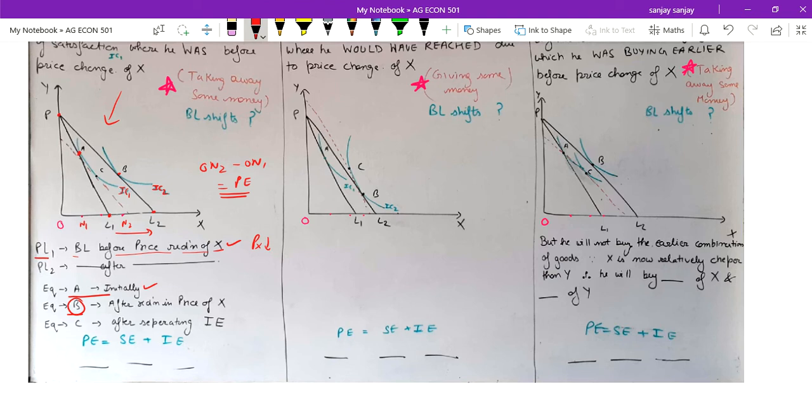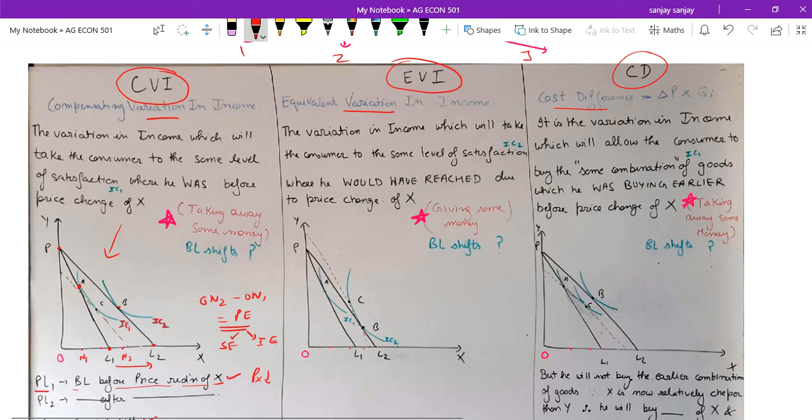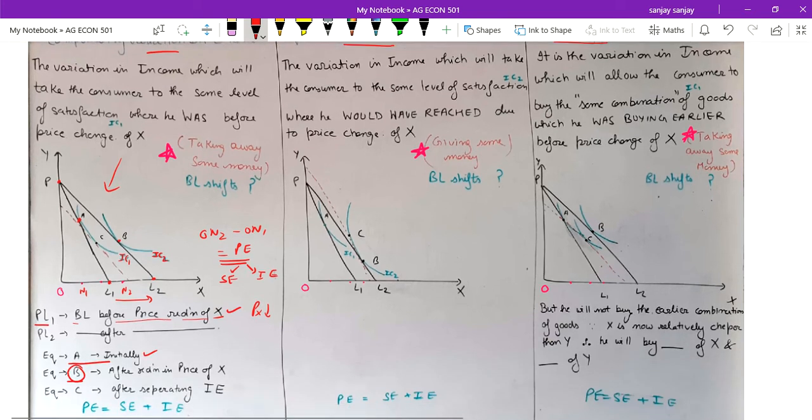Now, how are we going to fragment this price effect into substitution effect and income effect? The first method is compensating variation in income. As we know, whenever something gets cheaper, your real income increases. So what we do here in CVI is we take away some money, so that whenever we take away some money, the budget line will shift backwards, and it will shift parallelly.